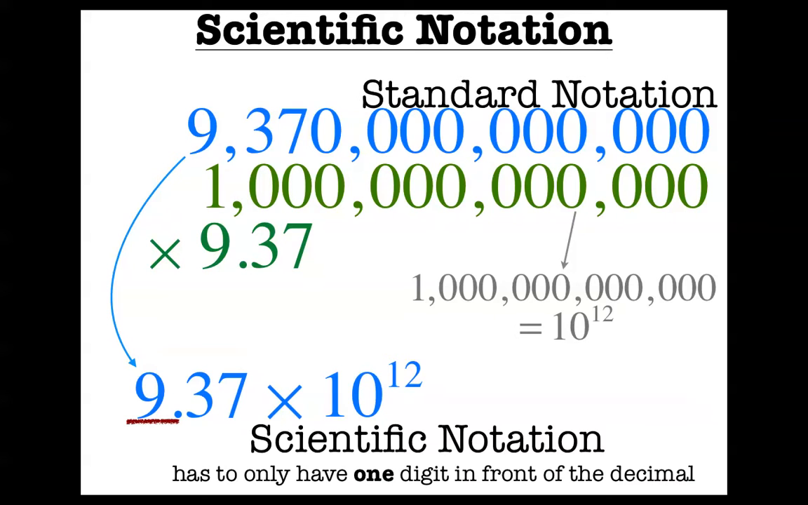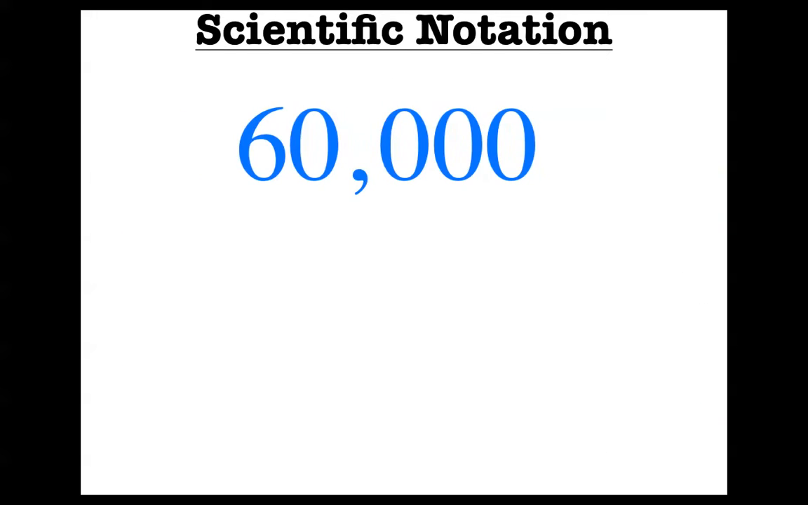The rule with scientific notation is instead of writing it as 937 or 93.7 or 0.937, you have to have one digit in front of the decimal. So we make it 9.37, and then we count the zeros for that green number. Here's an easier way to do it. If you had 60,000, 1, 2, 3, 4, so it's 10 to the 4th times 6.